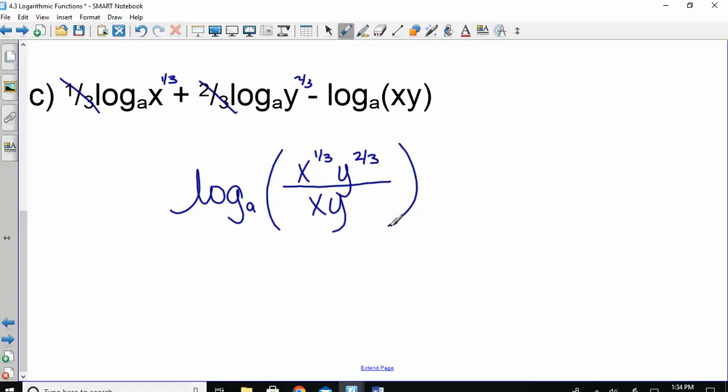Could you simplify this at all? Yeah, if you have x's on top and bottom, what do you do with their exponents? Subtract them. Where will it end up, on the top or the bottom? What's bigger, 1/3 or 1? 1. So 1 minus 1/3 is 2/3. So the 2/3 is on top. So the y would end on the bottom as well, y to the 1/3. So you might be able to simplify things a little bit once you put them together.